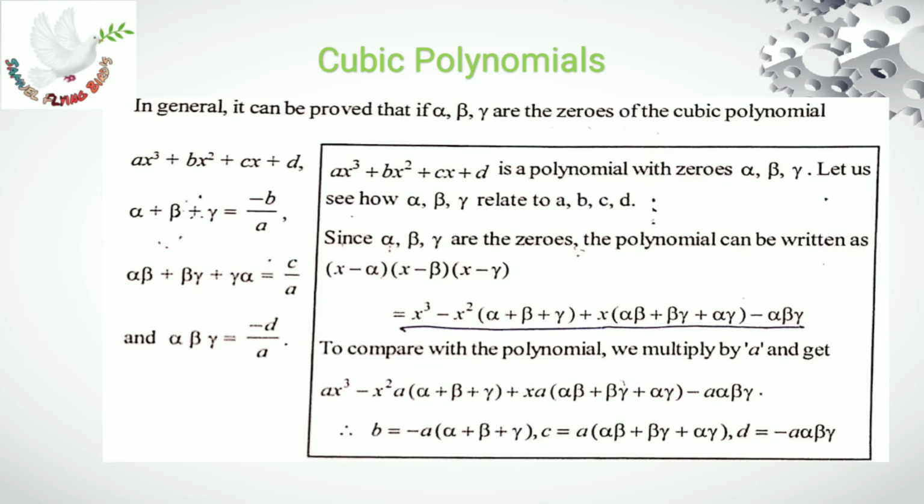Here b equals minus a of alpha plus beta plus gamma, c equals a of alpha beta plus beta gamma plus gamma alpha, and d equals minus a into alpha beta gamma. These are the two methods that we have to know before solving problems based on the polynomial p of x in the cubic and quadratic forms.